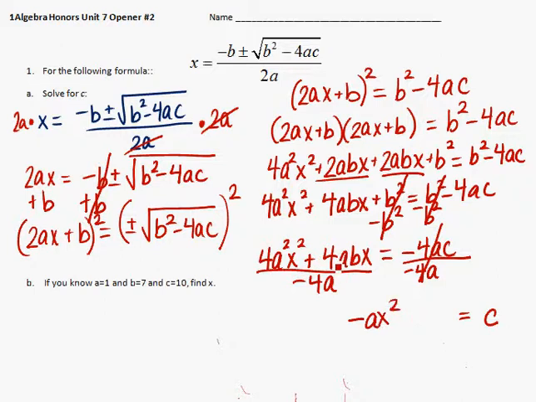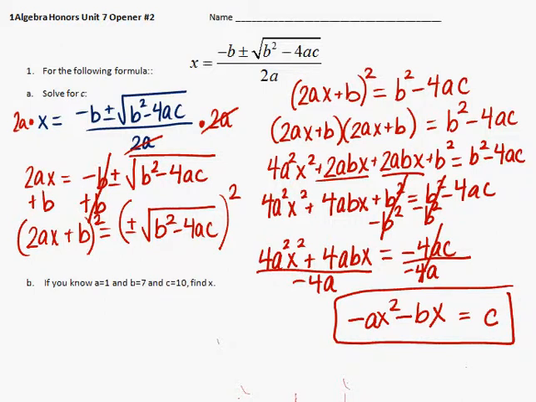And then when I move over to the other term, I have 4 divided by negative 4, which is negative 1 again. So again, I'm just going to write minus. A divided by a is just 1. And then I'm left with bx. So c equals negative ax squared minus bx.